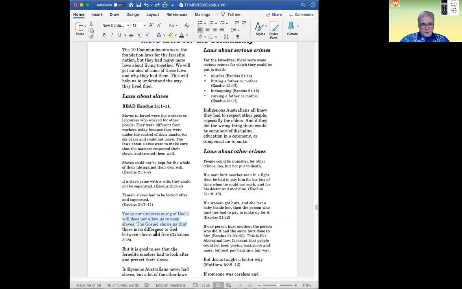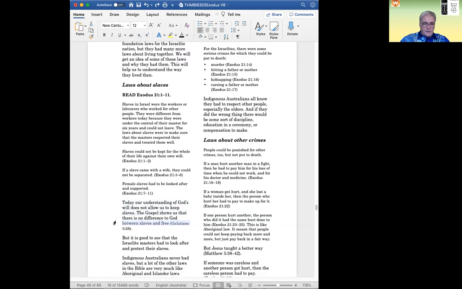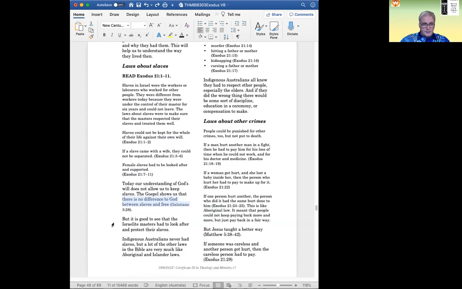So it's still an issue, but it's what we would see as being not acceptable in any way, shape or form. And in fact, the gospel tells us that to God there is no difference between somebody who's a slave and somebody who's free. They are all loved by God. They all have value before God. But it is good to see the Israelite masters had to look after and protect the slaves. Yes, you're a new nation. You're not going to become Egyptians. Not allowed.